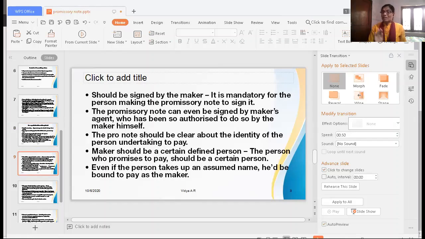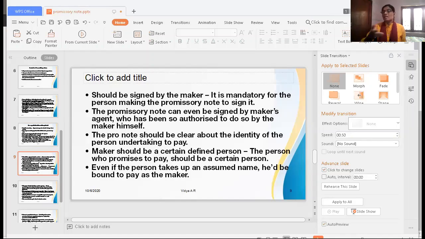And it should be signed by the maker. That means the drawer has to sign that document, and it is mandatory for the person making the promissory note to sign it. That's also important. The only thing is that you are getting it into writing. You have to sign it also. Sign shows your authorization to pay the money. And sign adds trustworthiness to your document, and it will become a legal document only if you are putting it into writing and signing underneath. And the promissory note can even be signed by the maker's agent.